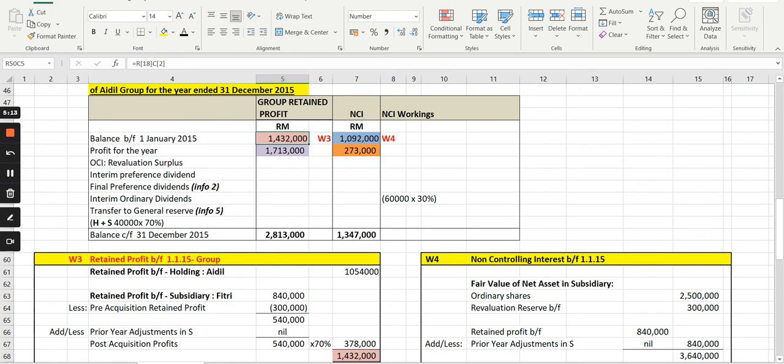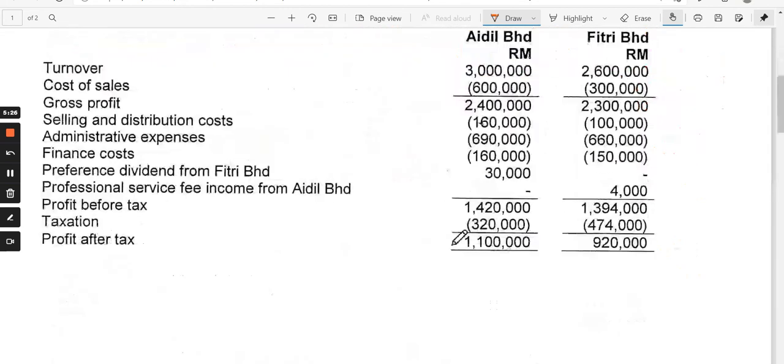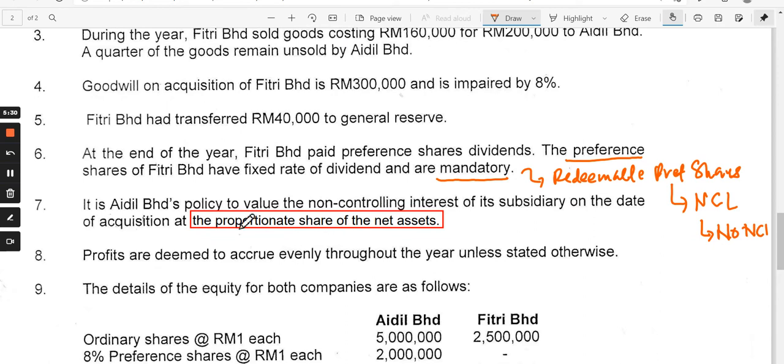So if you can see here in the question, you are informed that the company acquired 30% of the 10% preference shares on 1st of January together with the acquisition of the ordinary shares. But if you go down to page 5, you would notice that in information number 6, the preference shares, however, are mandatory preference shares. This will imply that this is a redeemable preference share.